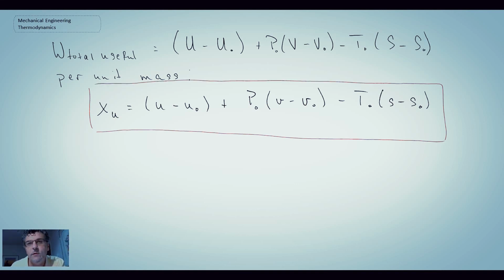Now what we'll do is go on and look at the exergy for other forms of energy that we encounter within the first law.